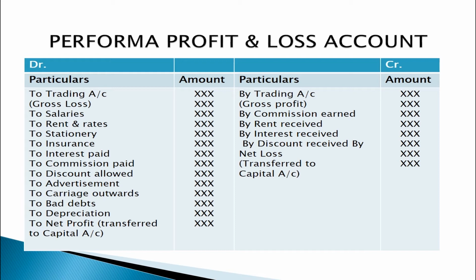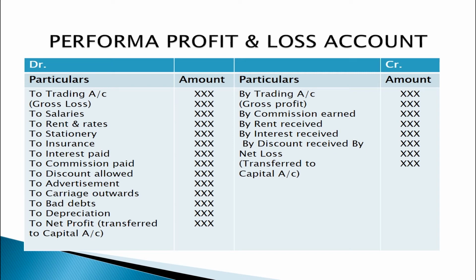We can see that P&L account is a T-shaped account. That means it is having a debit and credit side. On the debit side, we will start with 'To trading account' if in case there is gross loss in P&L account. And other items to be posted on 'To' or debit side are salaries, rents and rates, stationery, insurance, interest paid, commission paid, discount allowed, advertisement, carriage outwards, bad debts, and depreciation.